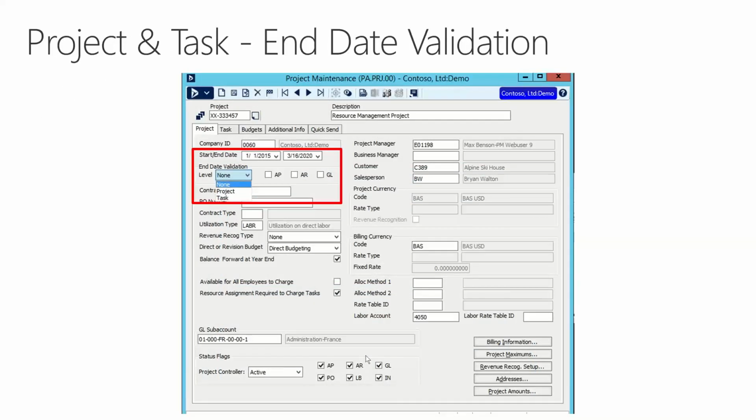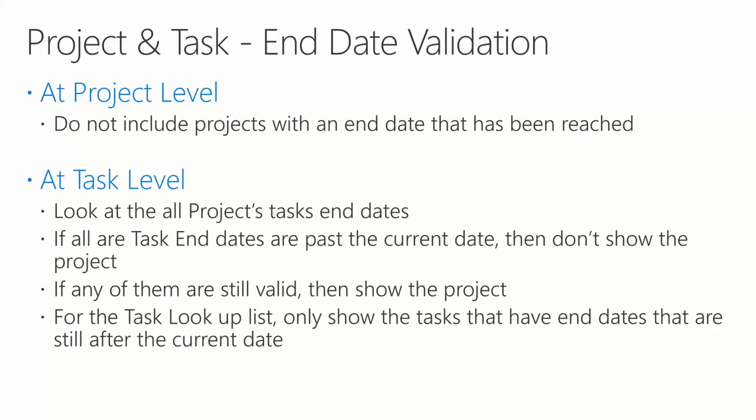And then building on the end date validation, they came back and said, we love the fact that you can turn off the dates, whether it's project level, task level, and it's going to help me with my time card entries and so forth. But can you also have it so it actually impacts AP, AR, and GL, removing those projects from the lookup list? We said that makes a lot of sense as well. So what it means, same thing as before.